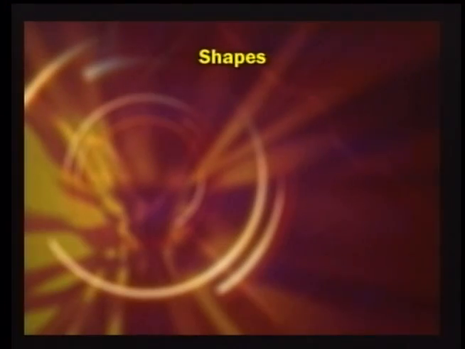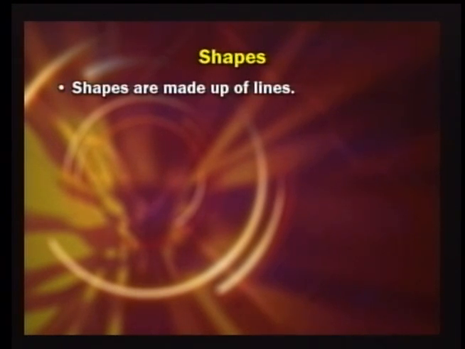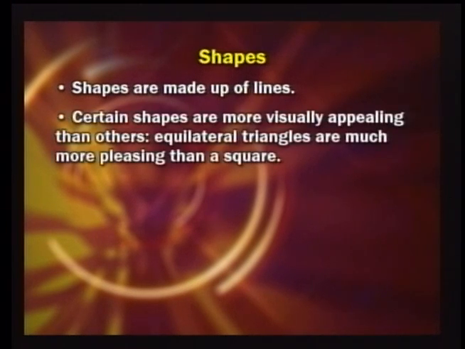Okay, next thing I want to talk about is shapes. What I mean by that is anything made up of lines. You can have shapes that are triangles, squares, made up of different lines in your picture. There are certain shapes that are more visually appealing than others. For example, equilateral triangles, triangles with the same size sides, are much more pleasing to your eye than, say, a square.